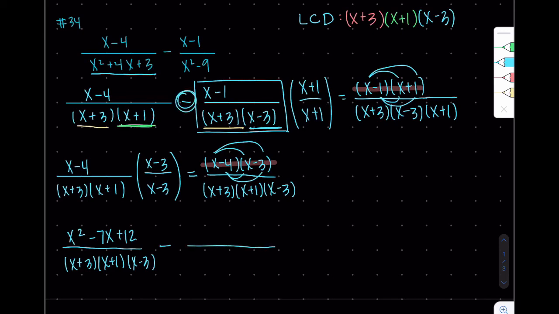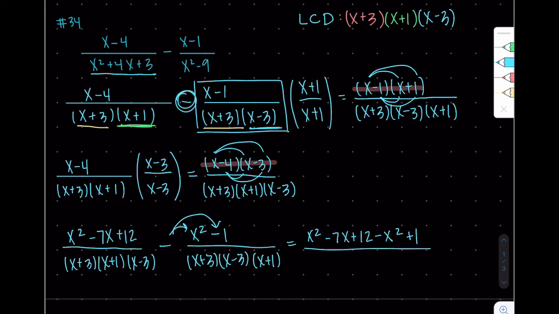And then up top we'll get x squared minus 1. And then we'll get x plus 3, x minus 3, x plus 1. And adding those up, we'll get x squared minus 7x plus 12. Then remember, this minus is going to distribute to both the terms in here. So we'll have a minus x squared and a plus 1 in our numerator, all over the LCD.